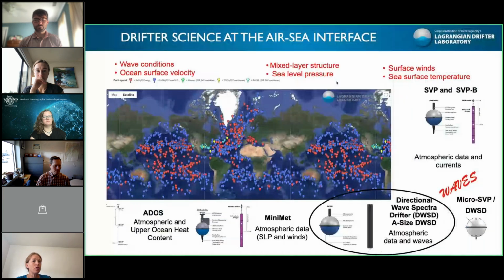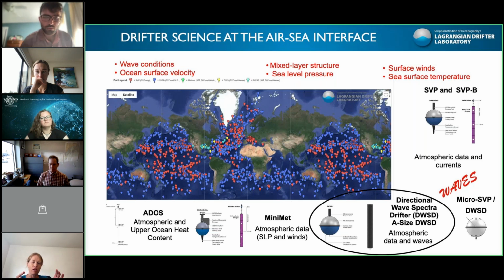So the Lagrangian Drifter Laboratory, these are just a few of the drifters that we make. The lab is part of the Global Drifter Program in collaboration with AOML, and we provide all of these drifters to the global ocean. The most common one is the Surface Velocity Program Drifter. Those have drogues. Now I'm showing here the directional wave spectra drifters. It's the same hull that's on the Surface Velocity Program, or SVP drifter, but it doesn't have the drogue. And then here is our A-size directional wave spectra drifter that was developed to fit through that chute of the P3. Just makes it easier to deploy from different aircraft.